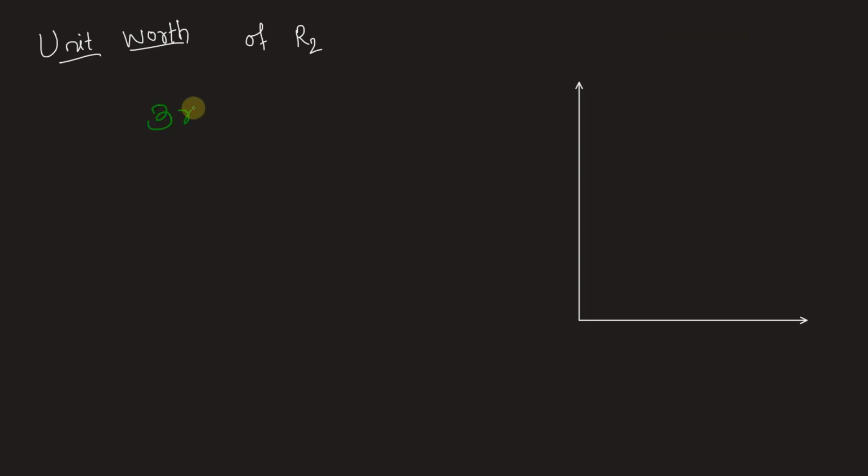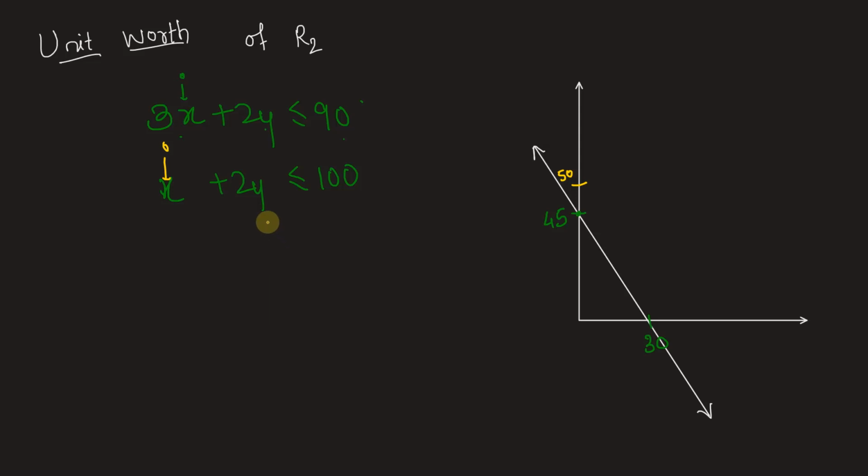Let's plot the constraints: 3x plus 2y less than or equal to 90 kg, and x plus 2y less than or equal to 100. To plot the first constraint, let's put x equal to 0. We get y as 45, so on the y-axis the point is (0, 45). When we put y equal to 0, we get x as 30, so on the x-axis the point is (30, 0). This is the line. Let's plot the second constraint. When we put x equal to 0, y is 50, so the point is (0, 50). When we put y equal to 0, we get x equal to 100, so this point is (100, 0). We have taken the limiting equality to calculate the x and y values. That's how the equation will be plotted. So the line that passes is this yellow line.